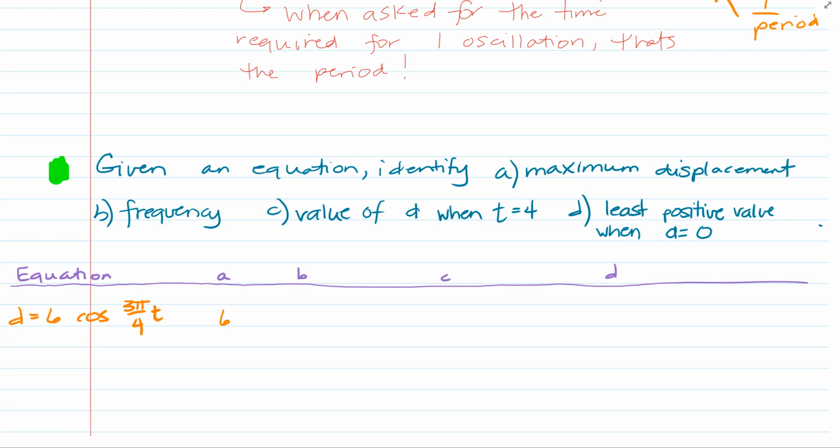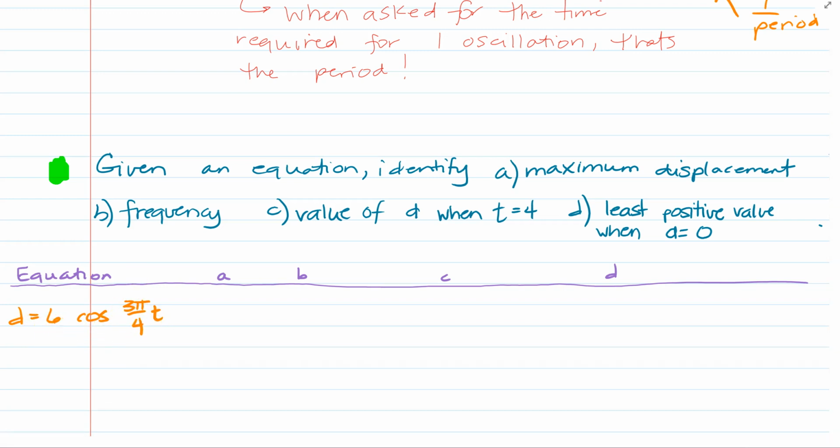So let's do a little work, and I can show you how to do some problems. First, I'm going to show you how, when you're given an equation, to identify, in this case, the maximum displacement. That will be super easy. Then the frequency, the value of displacement when the time is 4 seconds, and the least positive value when D is equal to 0. So I'm starting with this: D is equal to 6 times cosine of 3 pi over 4 t.